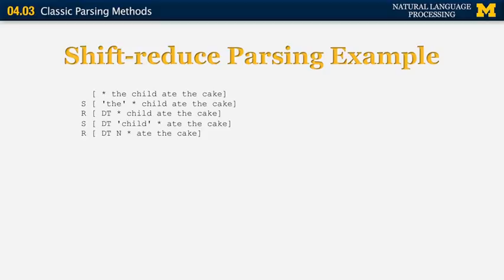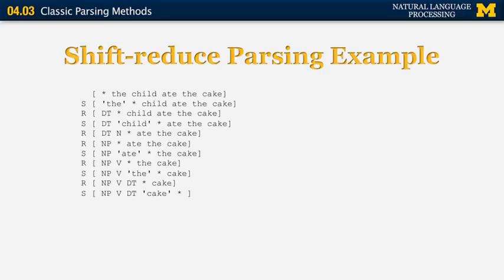So the next thing that we want to do here is to process the word child. So the word child gets pushed onto the stack and then replaced with a noun. So with a shift and a reduce operation, we have determiner noun on top of the stack and "ate the cake" as the remainder of the string. So at this point, we can perform a second reduce operation to merge the determiner and the noun and replace them with a noun phrase.